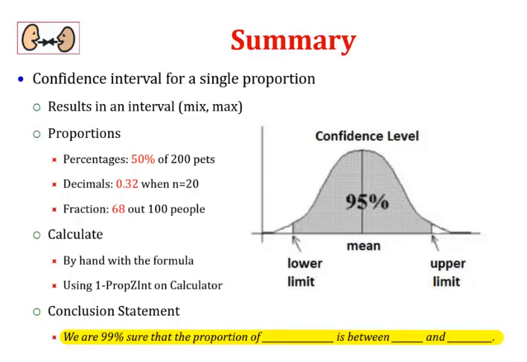Okay, that about wraps it up for this video. Here's a little bit of a summary. So what you just did was you found the confidence interval for a single proportion, and then we did a little bit with margin of error too. Your results are always going to go from min to max, so your lower limit to your upper limit, depending on your confidence level. Proportions could be percentages, decimals, or fractions. Just be careful when you're representing those in the calculator or doing it by hand. And those are the two ways that we can do it. And make sure to always write a conclusion statement.